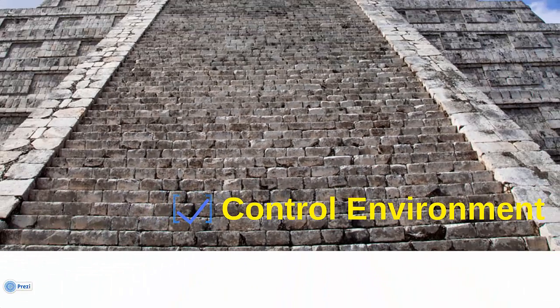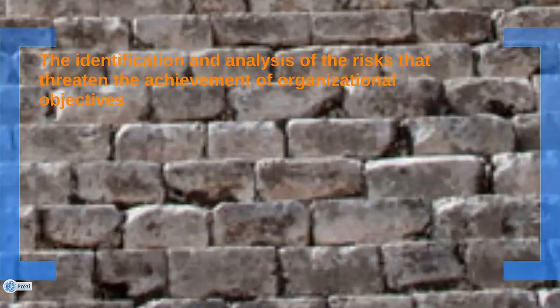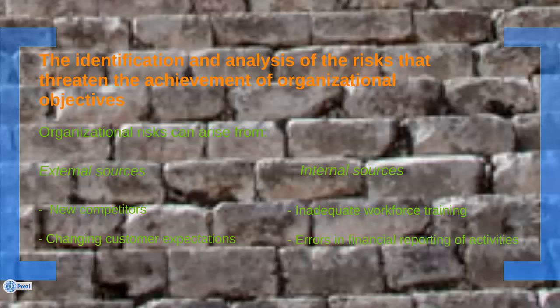The second component, risk assessment, is used to identify and analyze risks that threaten an organization achieving its objectives. Organizational risks can arise from external and internal sources. External sources may include new competitors or even changing customer expectations, whilst internal sources may include inadequate workforce training or errors in financial reporting of activities.